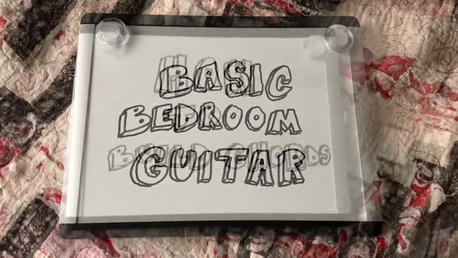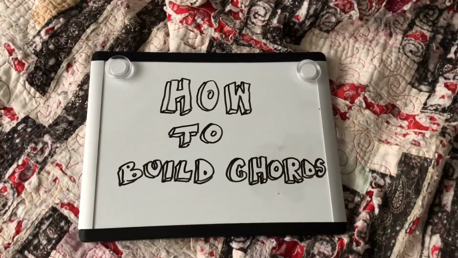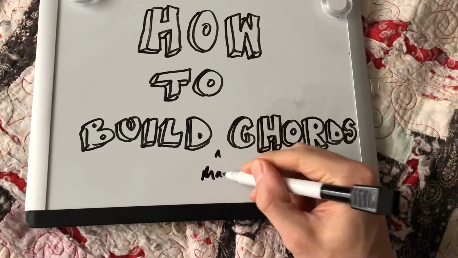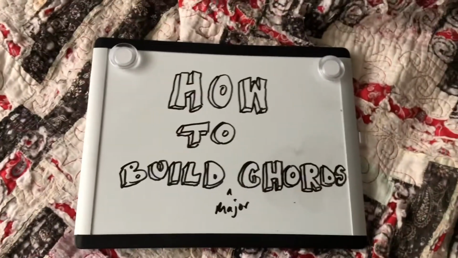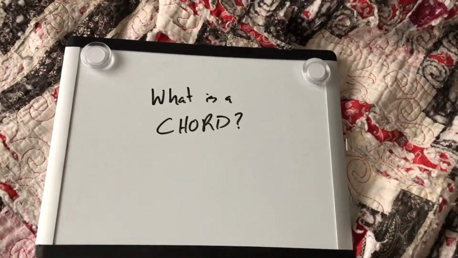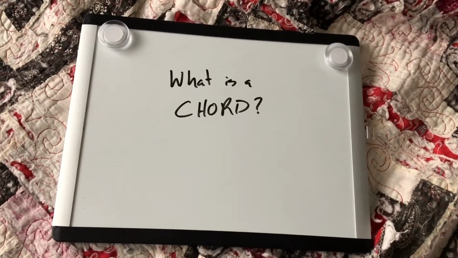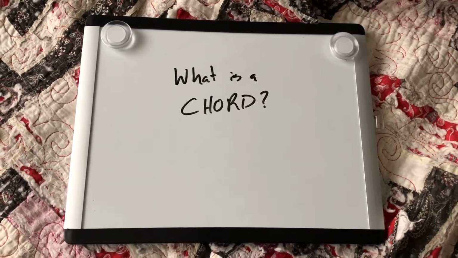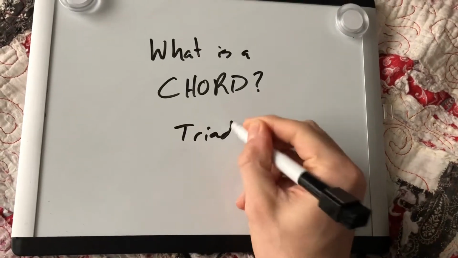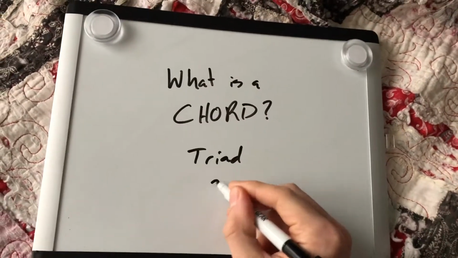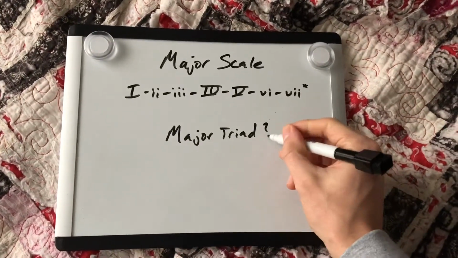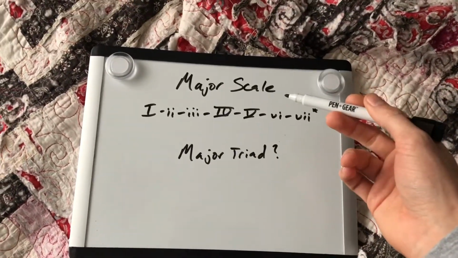I'm your host. This lesson is going to be on how to build chords from the major scale. So what exactly is a chord? A chord is when 3 or more notes are played in unison, the simplest of which is a triad, or 3 notes. So how do we make a major triad? Well, we have to use the major scale.